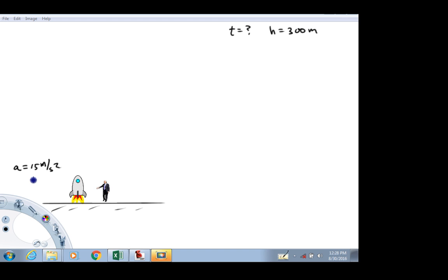So we're going to assume that this rocket has an acceleration of about 15 meters per second squared. In my current class, I haven't talked about gravitational acceleration yet, but that's about 1.5 times the acceleration of gravity. It's a pretty stout acceleration. What we're going to do is calculate how long it takes for that rocket to reach a height of 300 meters, starting from rest and accelerating at 15 meters per second squared.